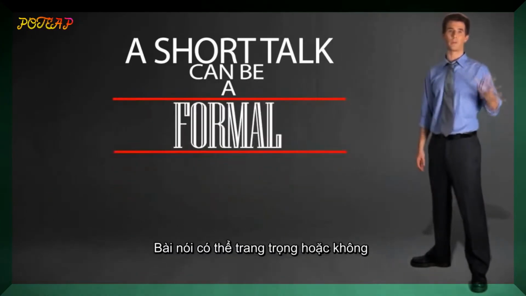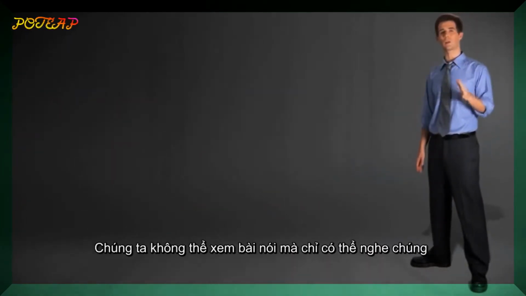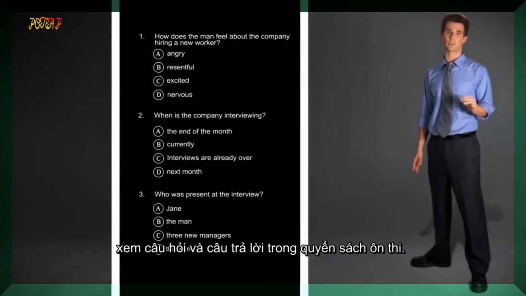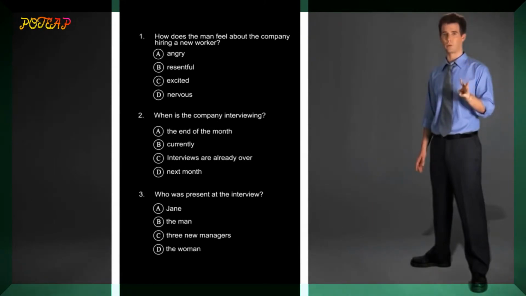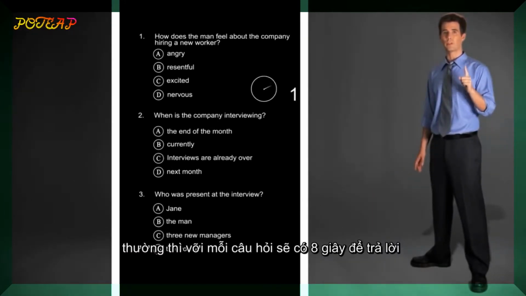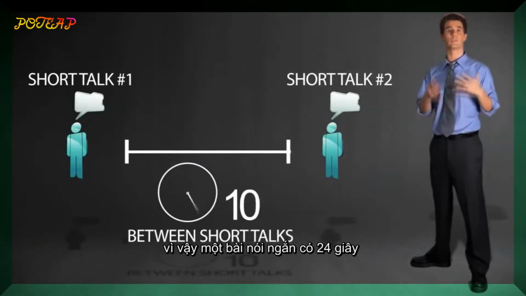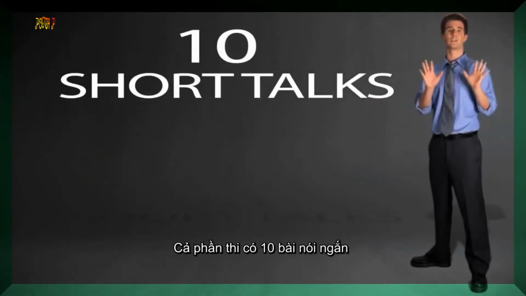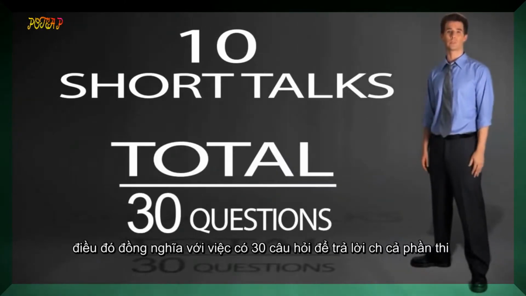Sometimes a short talk is formal and sometimes it's informal. We cannot see the short talk, we can only hear it. We can see the questions and the answer choices. Those are written in our test booklet. Each short talk has 3 questions to it. Usually, for one question, you only have 8 seconds to answer. So, for one short talk, you have 24 seconds. This whole section has 10 short talks. So that means there are 30 questions to answer for the whole section.